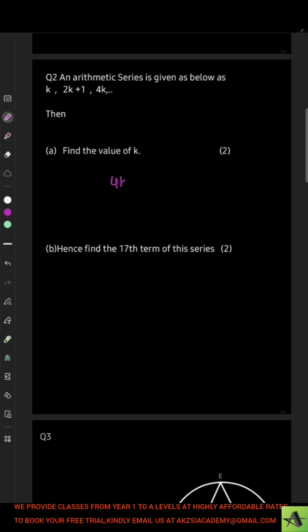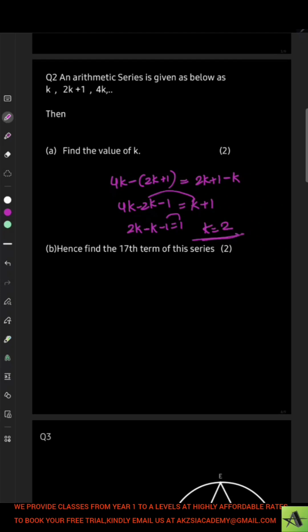So 4k minus (2k plus 1) should be equal to the difference of these two, which is 2k plus 1 minus k. That's 4k minus 2k minus 1 equals k plus 1. 2k minus k is just k. Now bring k here, so you'll get 2k minus k minus 1 equals 1, and bring it here. So k is equal to 2. So our value of k is 2.